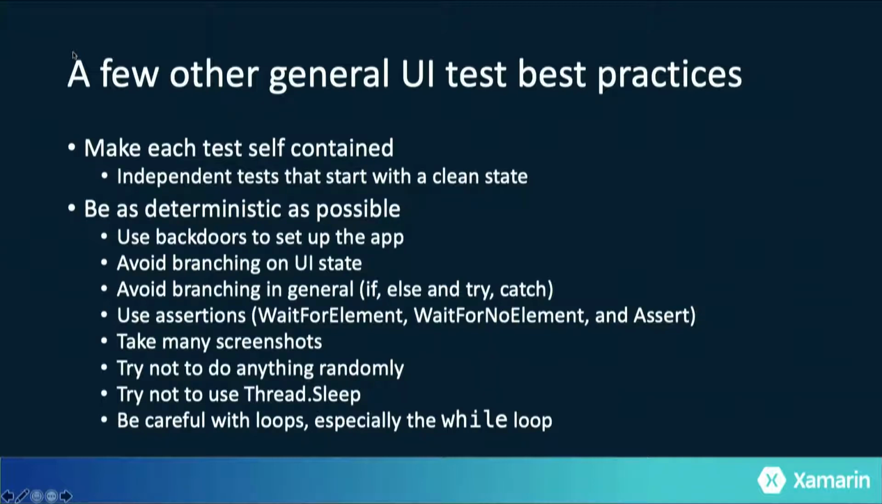What else? Try not to loop. Use good assertions. So assert elements are visible, wait that elements are visible, wait elements have gone away. Wait fors are great for animation. So if you have a transition animation, putting in a wait for and wait for no element is a great thing to use. Avoid Thread.Sleeps. That's the worst thing you could do. Do not put Thread.Sleeps. And again, just be careful if you loop. Looping is not your friend.